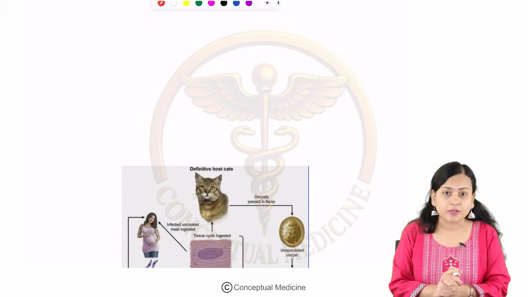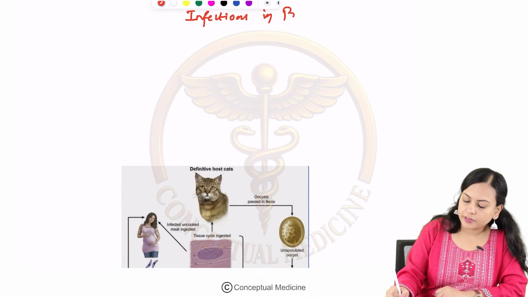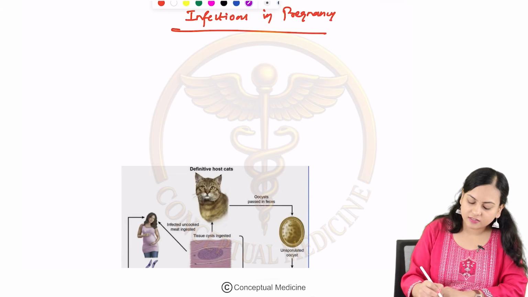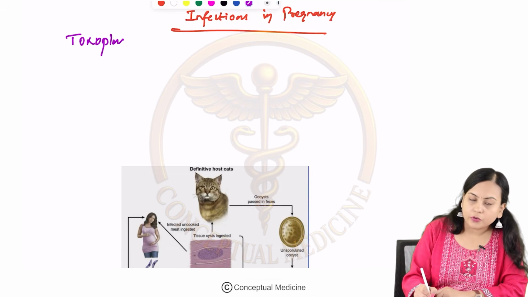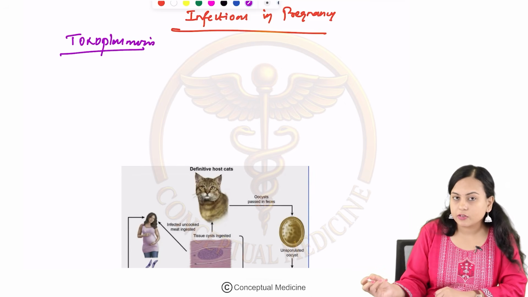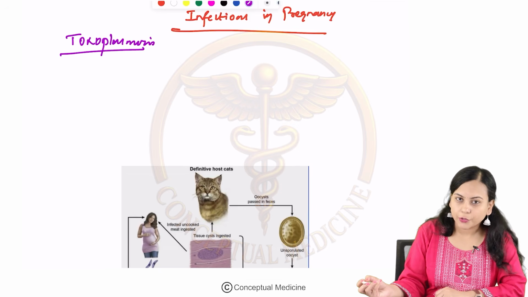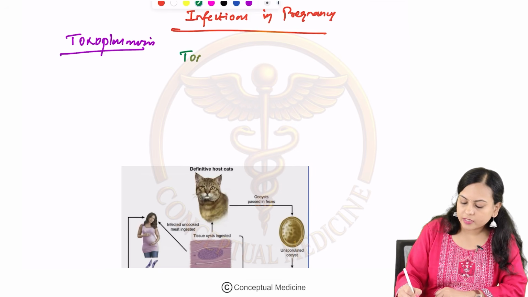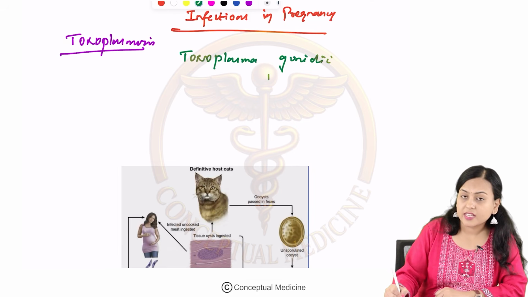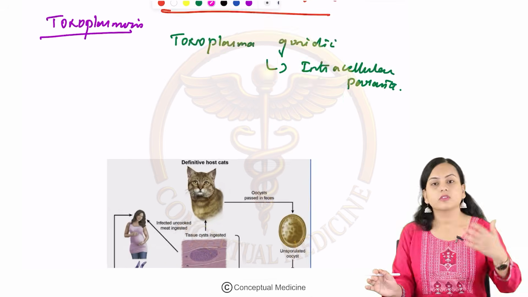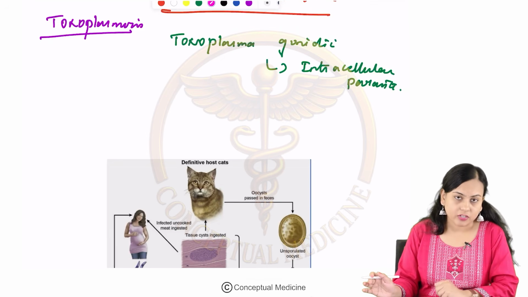In this video, we're going to discuss infections in pregnancy. Our first topic is toxoplasmosis. We all know toxoplasmosis is caused by an intracellular parasite. What is the name of the organism? Yes, it is Toxoplasma gondii, which is an intracellular parasite, right? So, how does human acquisition of this infection occur?